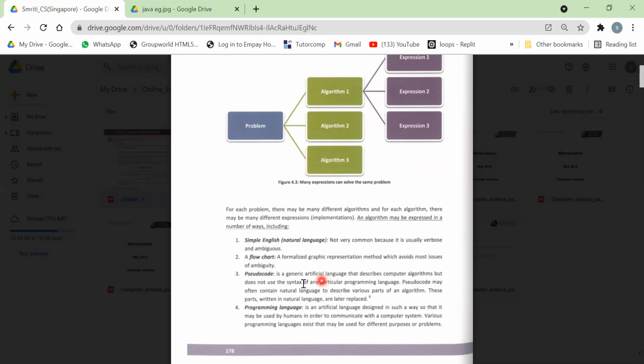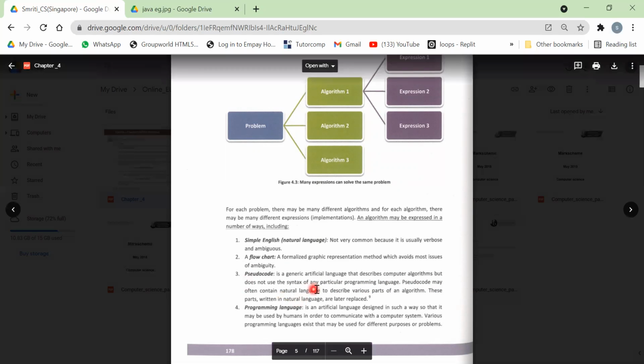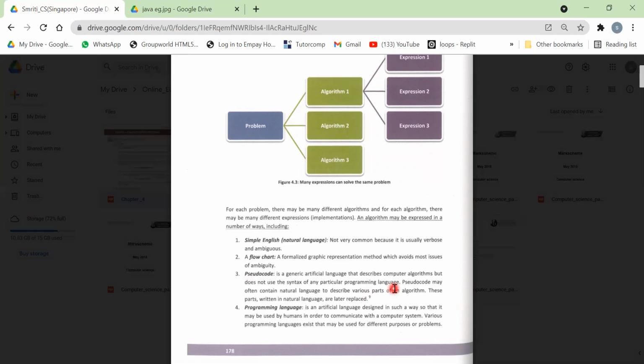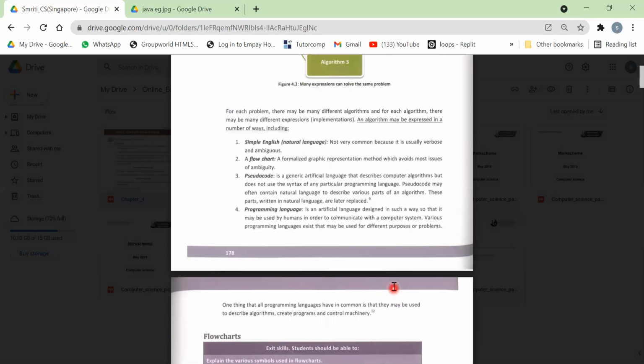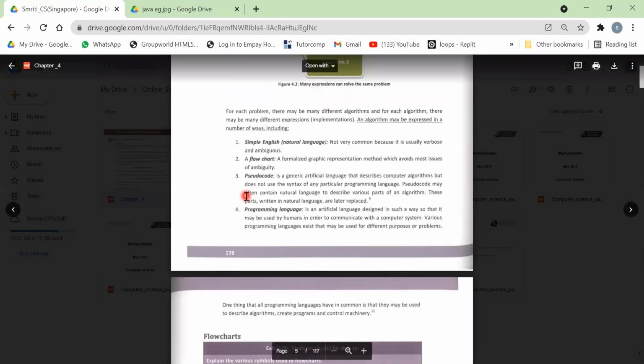So what is a pseudocode? It's a generic artificial language that describes a computer algorithm but does not use the syntax of a particular programming language. Okay, so it does not have the proper syntax or rules that you use in your coding language, but it is a simple language, your natural language, which will help you to develop your algorithm. It's like a supporting language which will help you to develop your algorithm, and we will see in future how it is being used with the help of an example. And finally, we have the most important part, which is a programming language.